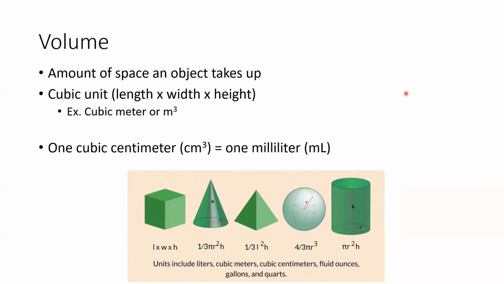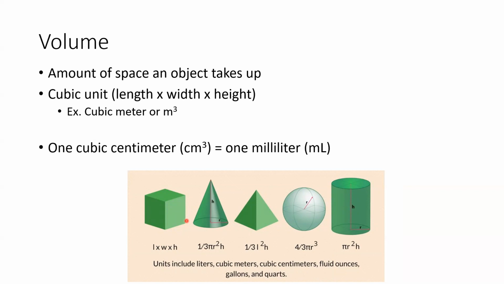And because of that, our unit itself, or one of the units we can use, is going to be a cubic centimeter, or a cubic meter, or cubic whatever we're measuring in. The reason for that is if we think about this as a cube here, let's say each of these sides is 1 centimeter. The volume of this would then be 1 centimeter times 1 centimeter times 1 centimeter.